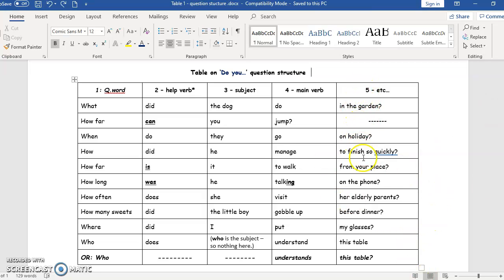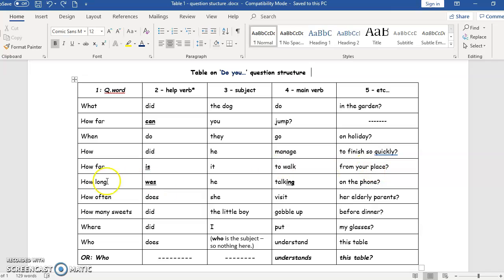So let's have a look here. Read the whole sentence. What did the dog do in the garden? Place. How far can you jump? Nothing following. When do they go on holiday? Action. How did he manage to finish so quickly? Whatever he did. How far is it to walk from your place?